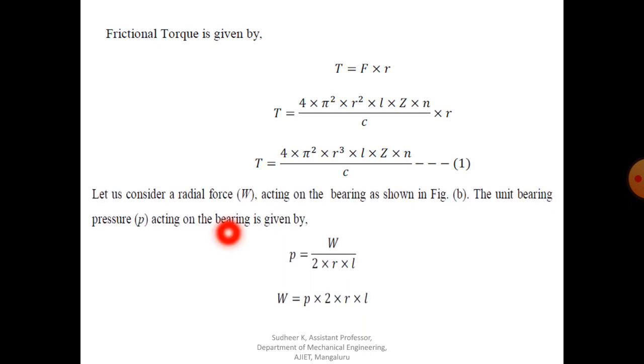Let us consider a radial force W acting on the bearing, as shown in figure B. The unit bearing pressure acting on the bearing is given by pressure equals load by projected area. So that is 2 RL. So W by 2 RL. So W can be written as P into 2 into R into L. So that is the load acting on the bearing.